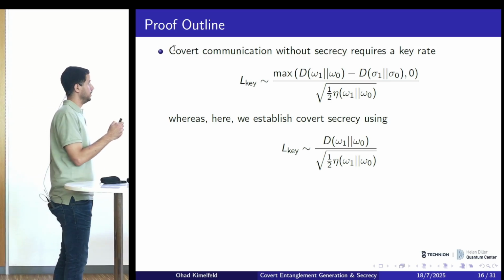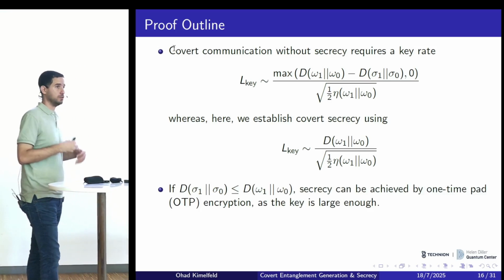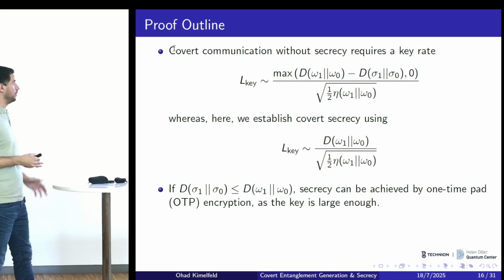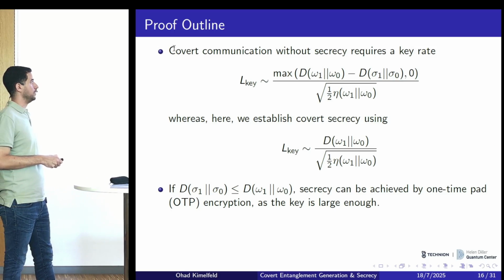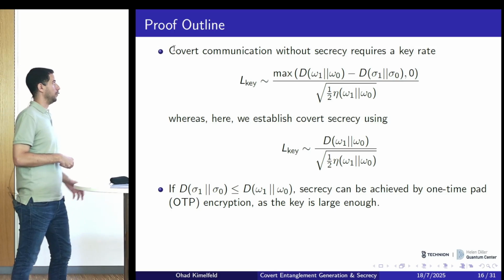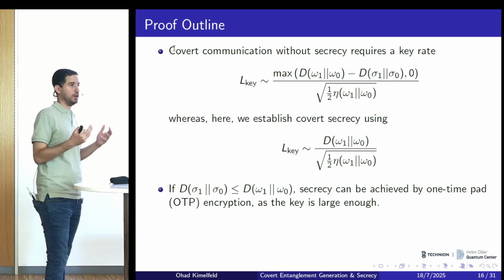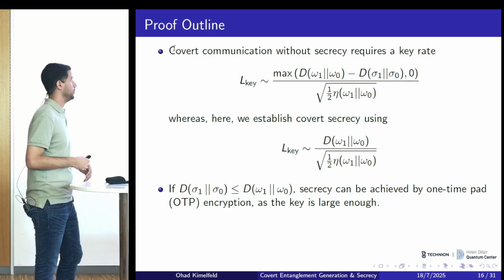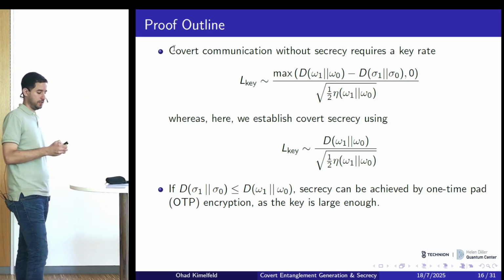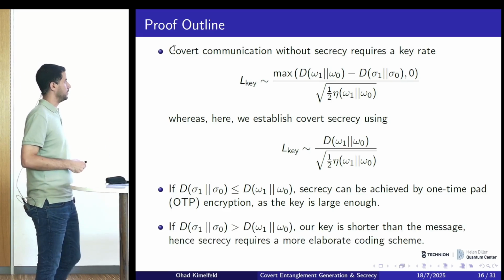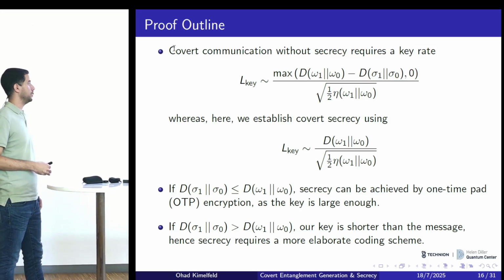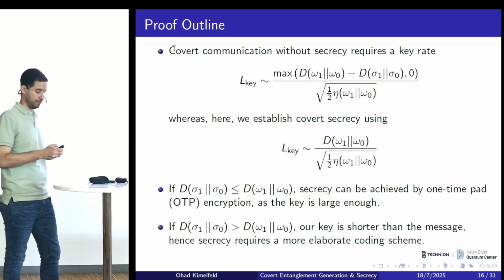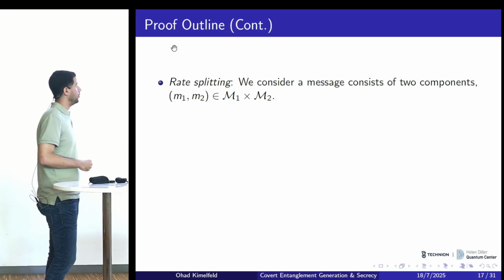And because of this, we divide it into two cases. The less interesting case is where the divergence of Bob's states is no greater than the divergence of Willy's states, where secrecy can be achieved by a one-time pad encryption because the key is large enough. The more interesting case is the opposite case, where the key is shorter than the message and we need a more elaborate coding scheme. So what do we do?